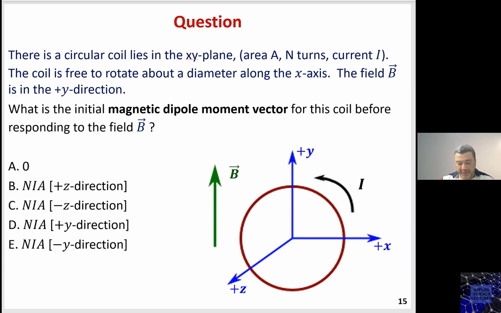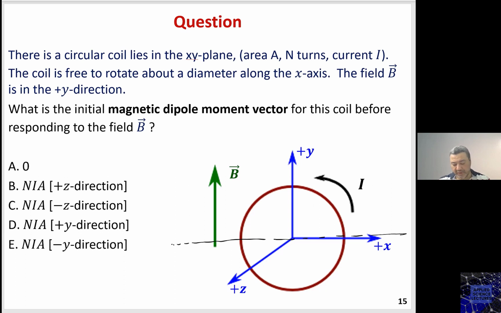For this question, we have the following. We have a coil. A circular coil lies in the xy plane with the area A, N turns, and current I. The coil is free to rotate about the diameter along the x-axis. So this is my axis of rotation. The magnetic field is pointing in the y direction. What is the initial magnetic dipole moment vector for this before responding to the magnetic field?